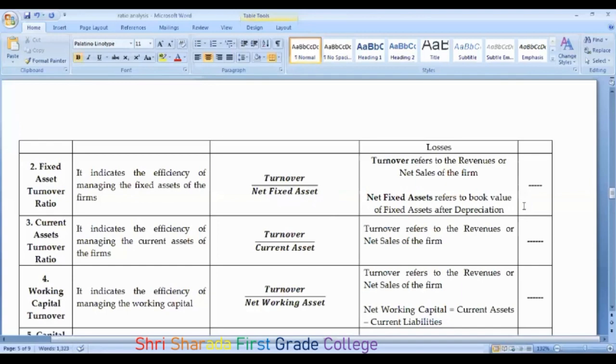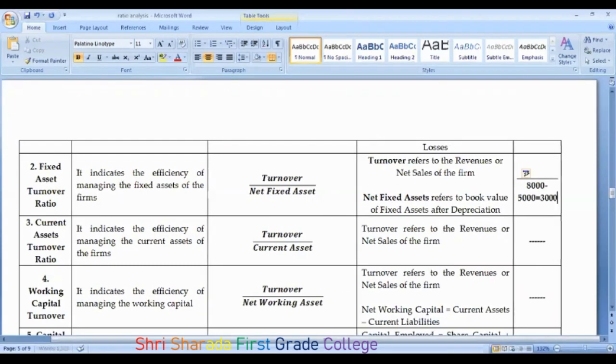Take an example. The machinery costs rupees 8,000, and depreciation is made on 5,000. So what will be the output here? The 3,000 will be the book value, or the written down value. That should be taken. That 3,000 will be taken in the case of net fixed assets.